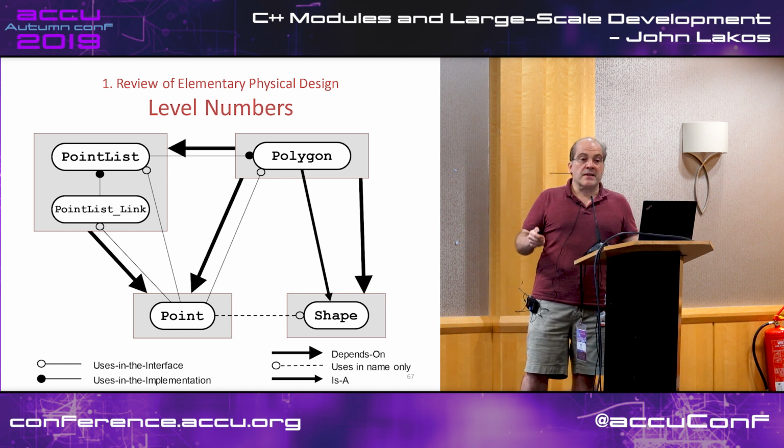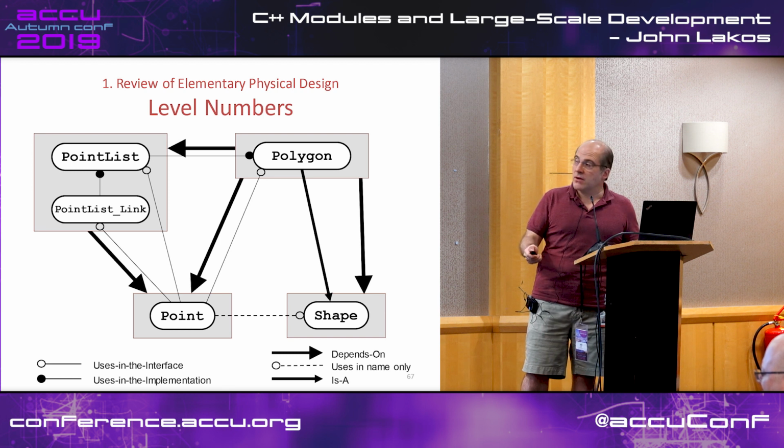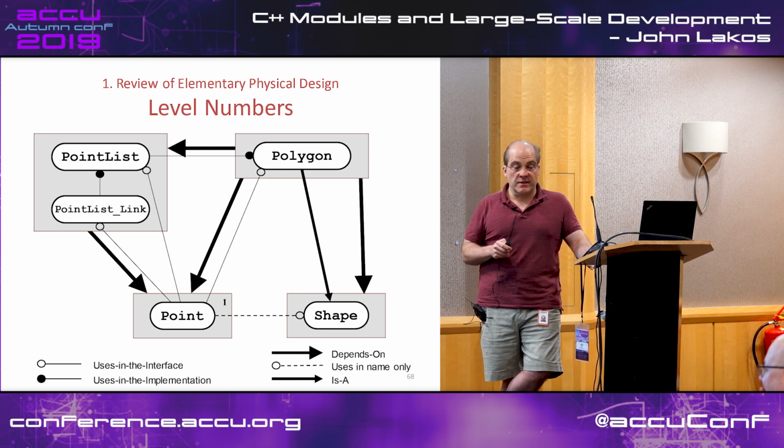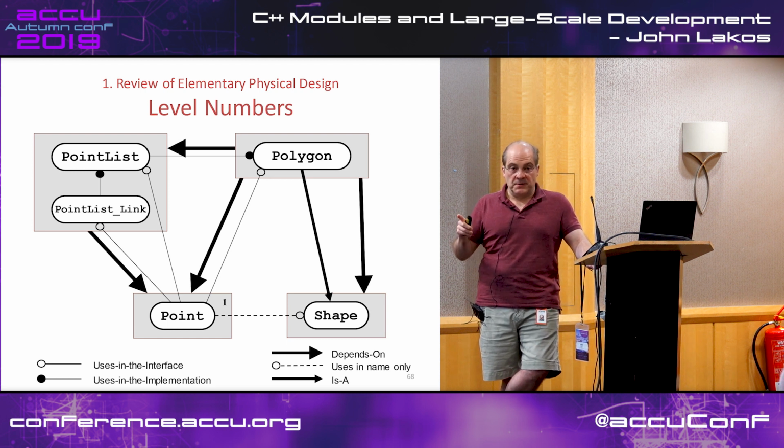It turns out that something that doesn't depend on anything else locally is at level 1, by definition. Something at level n depends on something at level n minus 1, but nothing else higher. So if you look at point, it is at level 1. Now, interesting question, shape, which has this funny uses in name-only dependency. What level do you think it's at? There are two possibilities, 1 or 2.